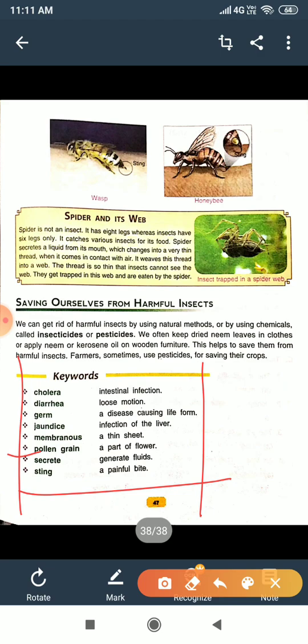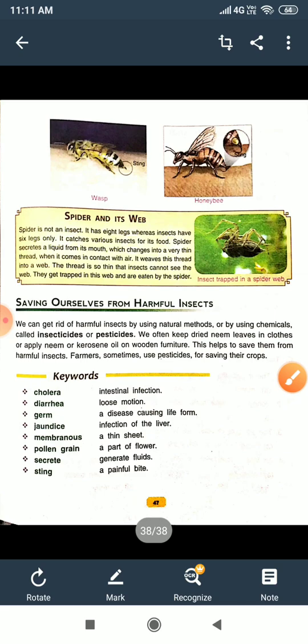Cholera: intestinal infection. Diarrhea: loose motion. Germ: a disease causing life form. Jaundice: infection of the liver. Membranous: a thin sheet. Pollen grain: a part of a flower. Secrete: generate fluid. Sting: a painful bite.